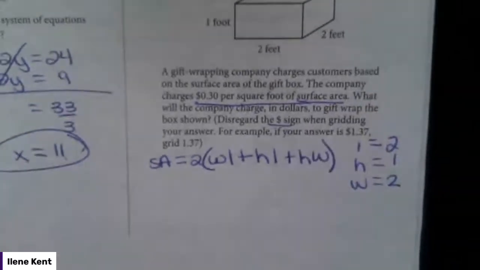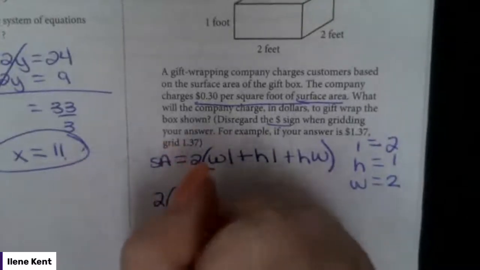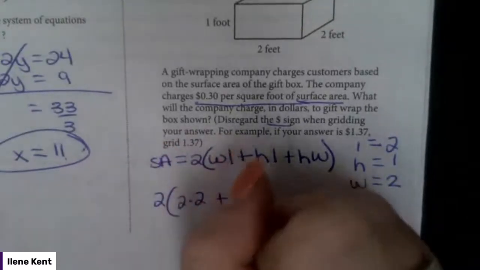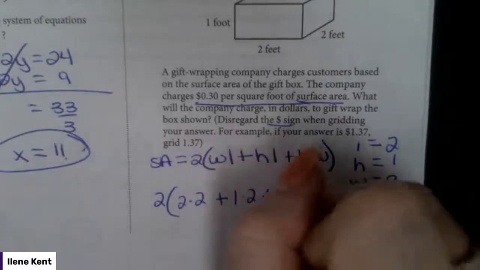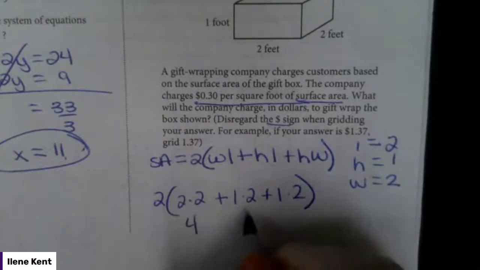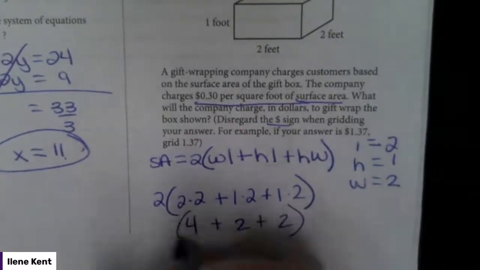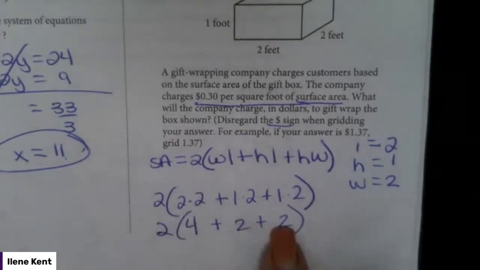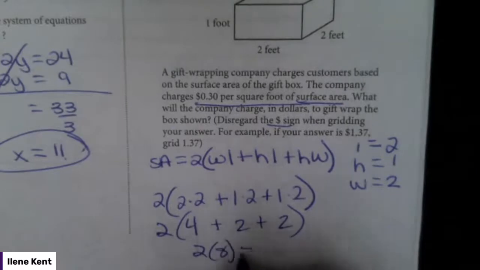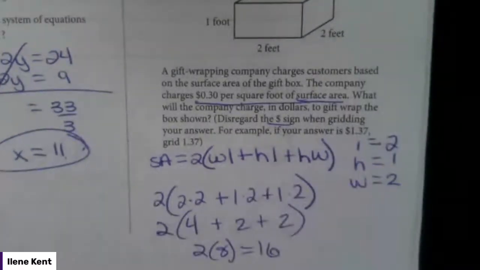So plugging into our formula, we're going to have 2 times 2 plus 1 times 2 plus 1 times 2. And 2 times 2 is 4. 1 times 2 is 2. 1 times 2 is still 2. So 4, 5, 6, 7, 8. 2 times 8 equals 16. Do not stop at 16, because that's not what they were asking.